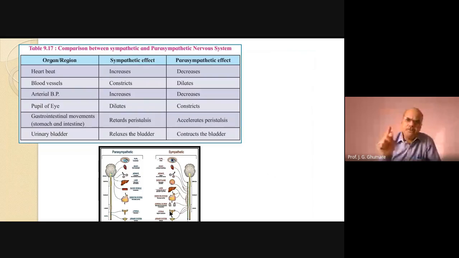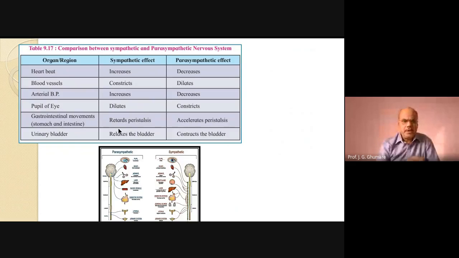Differentiate between sympathetic, parasympathetic. In addition to the structural character that I have already given you, you can add and make a differentiation between sympathetic and parasympathetic. Long list again. Heartbeat will be increased by sympathetic, decreased by parasympathetic, and similarly for blood vessel, arterial blood pressure, urinary bladder, etc., etc. You can read from text.